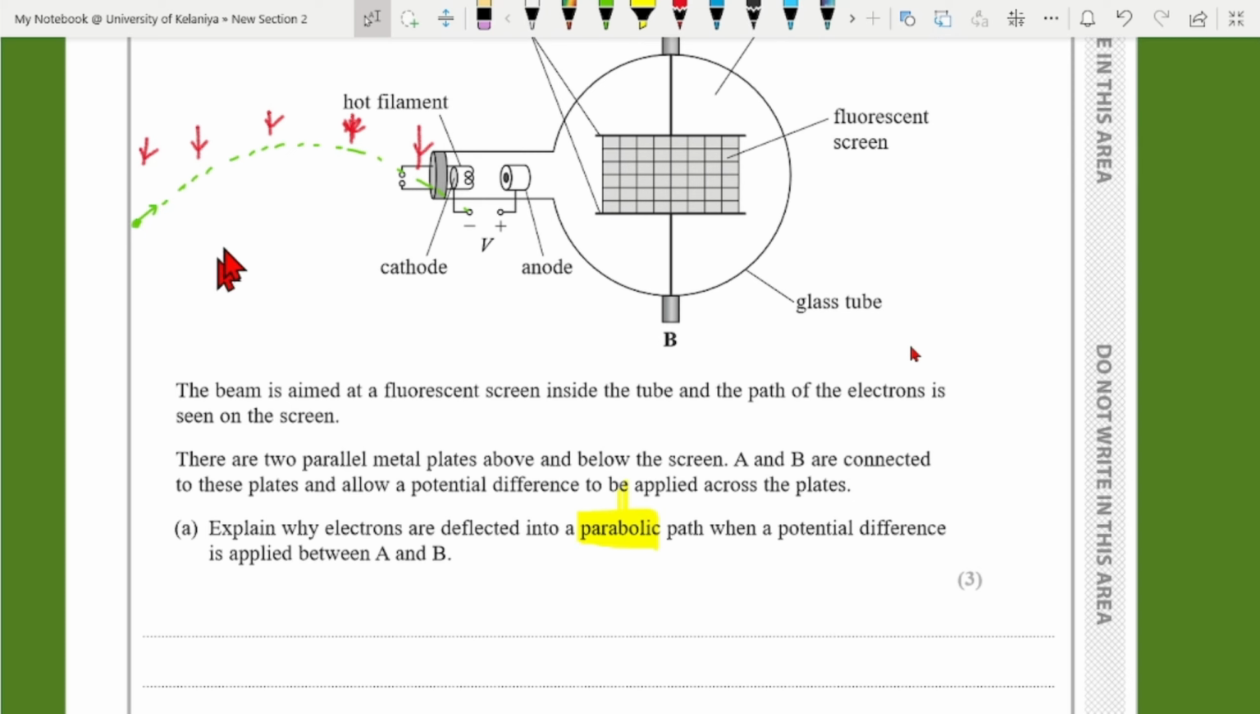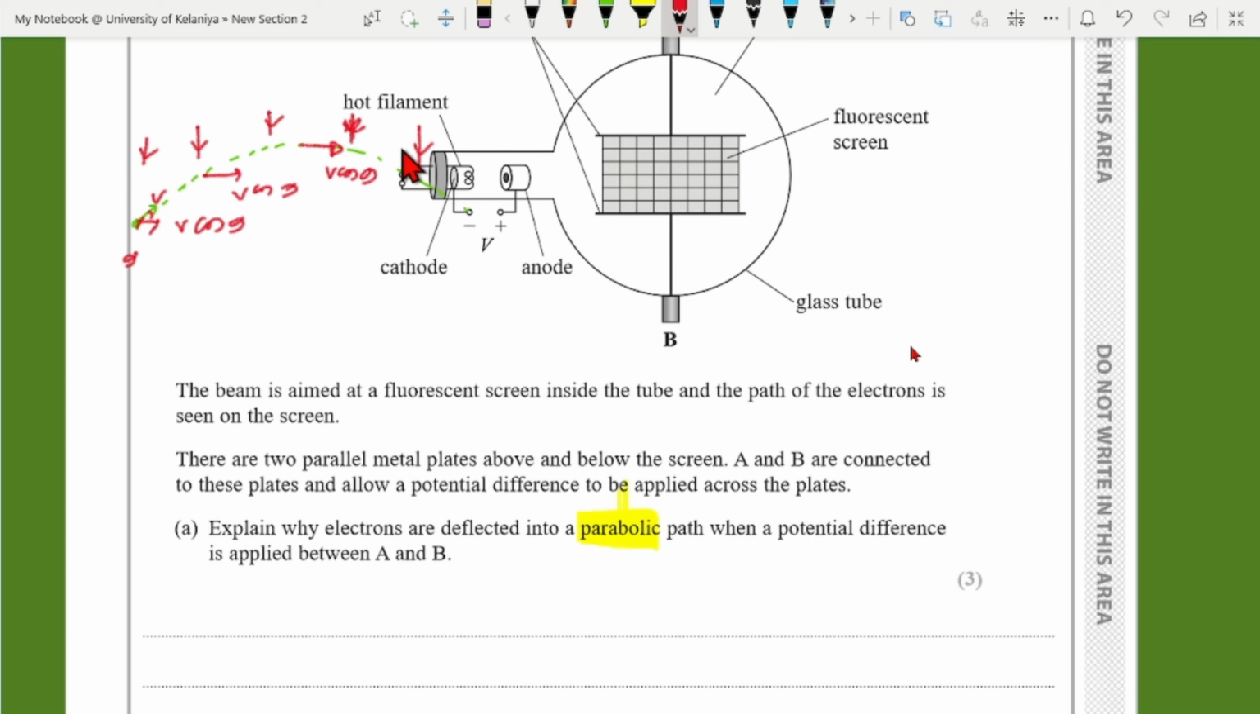What about the horizontal direction? In the horizontal direction, we have v cos theta. If it is v and this angle is theta, it is v cos theta throughout this journey. That is constant. Why is it constant? Because we don't have any acceleration or deceleration along the horizontal axis. So the velocity of that object along the horizontal axis is constant throughout the journey. That's why it is moving along a parabolic path.